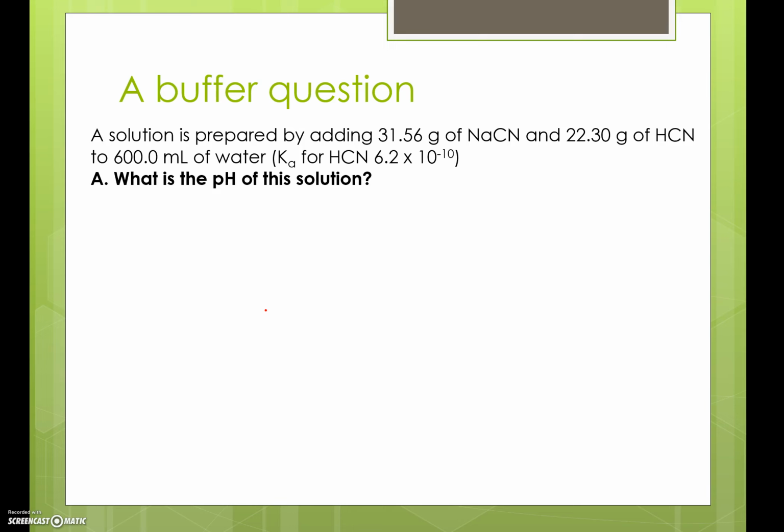So in this particular problem, we have a solution that's prepared by adding 31.56 grams of sodium cyanide and 22.30 grams of hydrocyanic acid to 600 milliliters of water. And it tells us that the Ka for hydrocyanic acid is 6.2 times 10 to the minus 10.